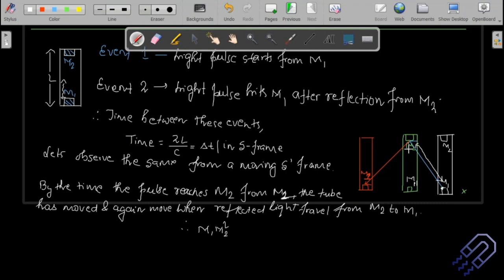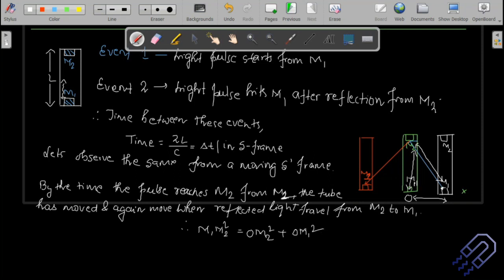M1 M2 square is this distance, which is nothing but L square, we already know. So maybe I can just write down an O here, I think it will be more clear. So I can simply write it down as OM2 square plus OM1 square. So this is your OM1 square, and this is your OM2 square. You're just using Pythagoras theorem and finding out the result.